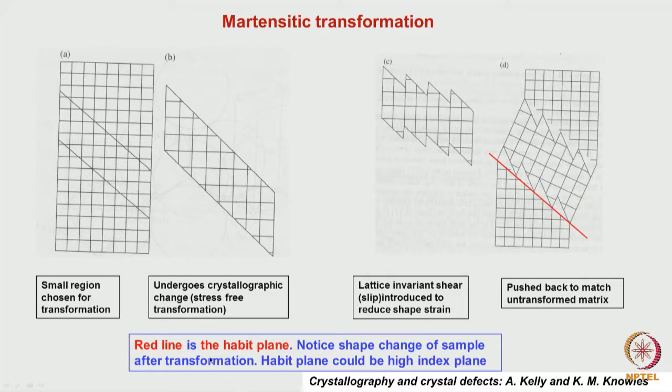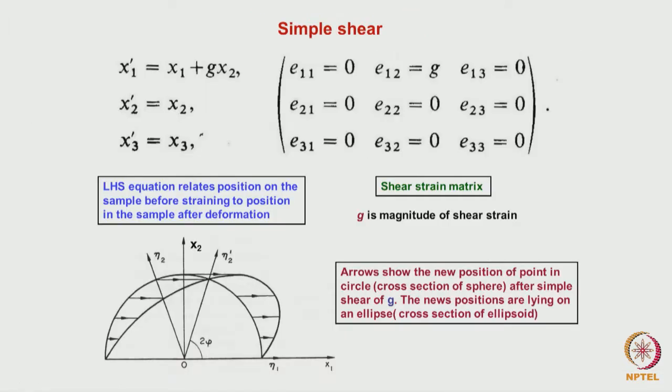Okay. So, this red line which I have drawn is the habit plane which is joining these two faces. This habit plane could be a high index plane. This we will shortly look into, how to find out these habit planes. The crystallographic theory we will cover.